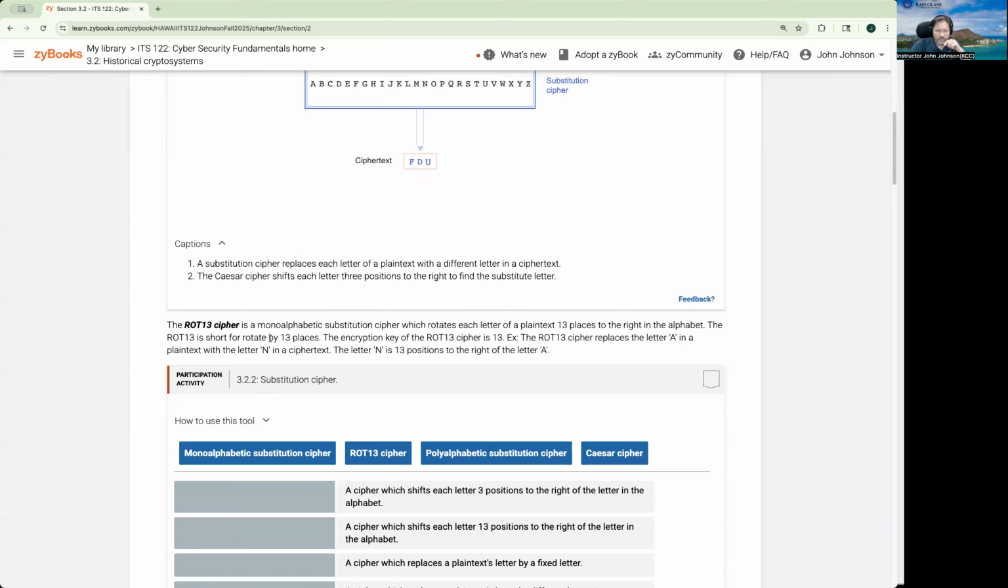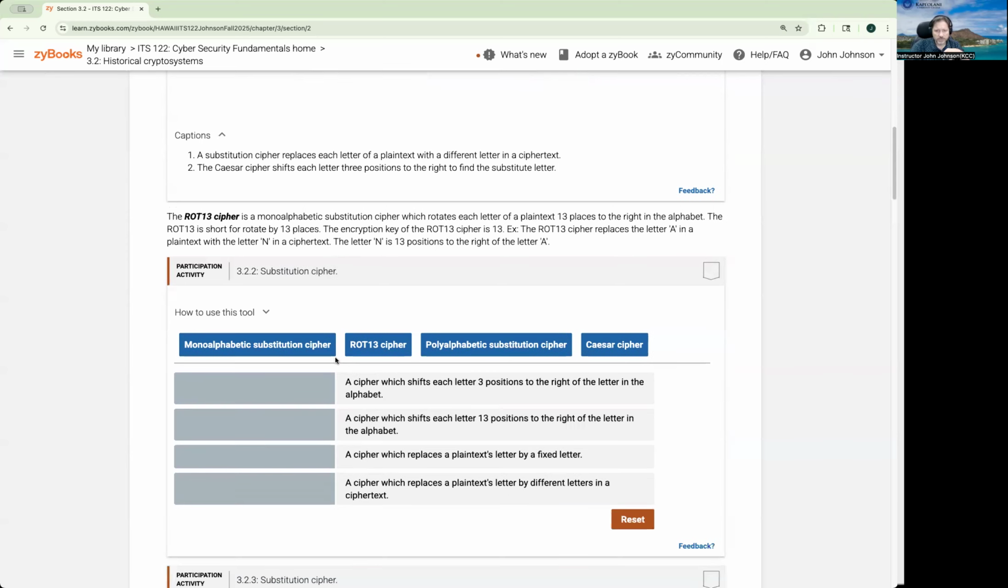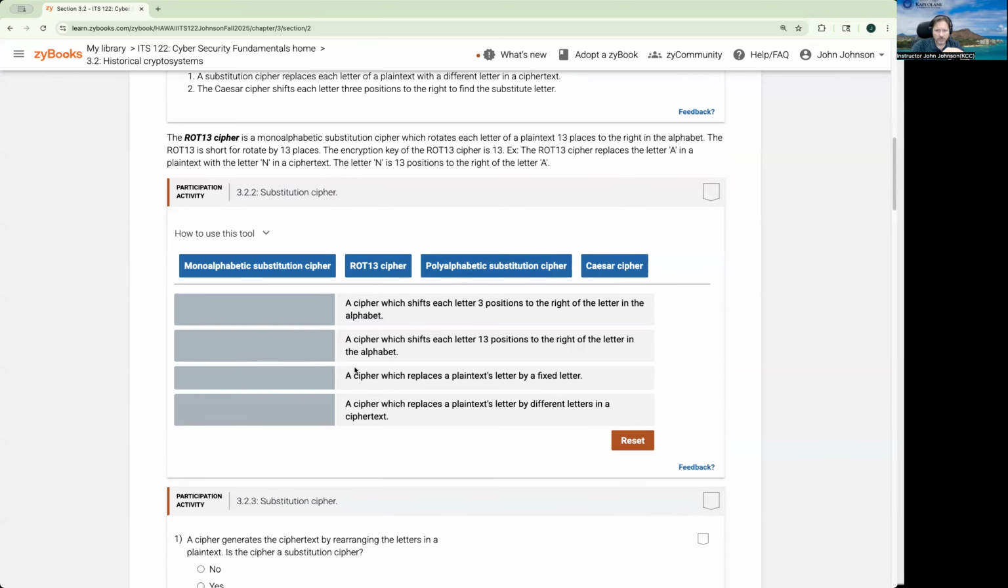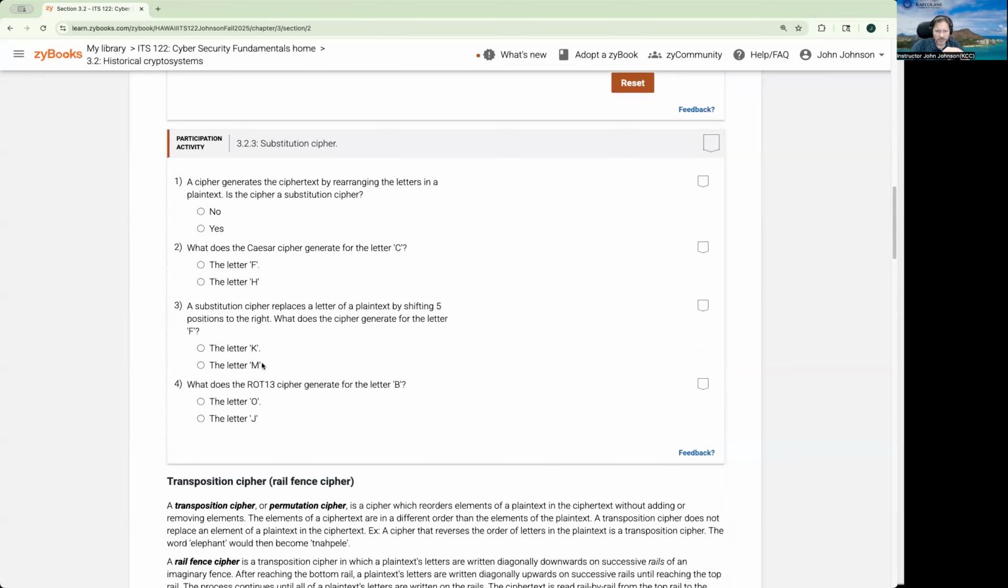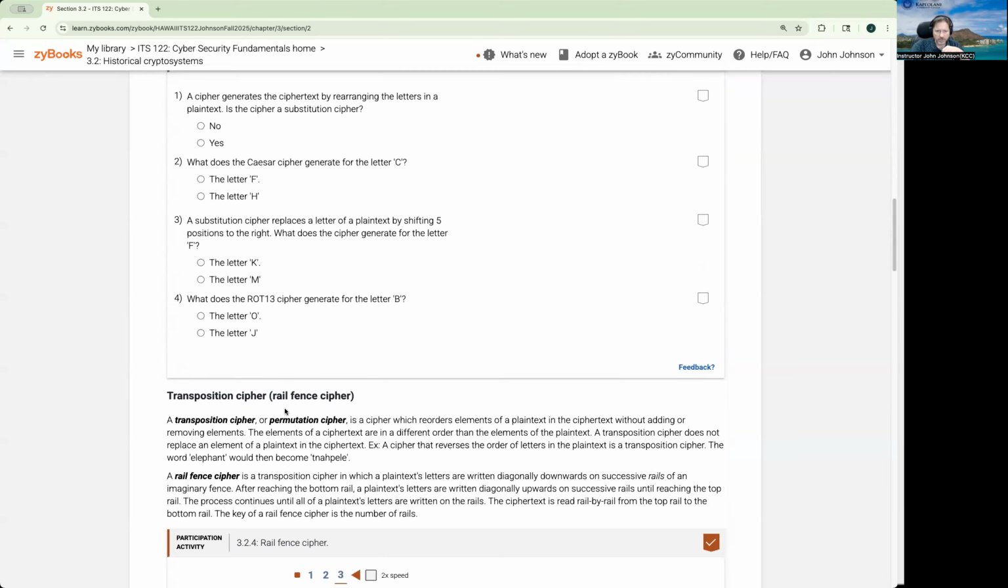Then you've got ROT13. ROT13 stands for rotate 13. That's one where you're going to do a rotation of 13 instead of 3, like in the Caesar cipher. So in this, A is going to correspond with the N in the ciphertext. Again, ciphertext is the text that you come up with. Ciphertext is the hidden message itself. Then you go in here, you do some exercises and answer some of these to figure out if you're working it right. Then we get into transpositional ciphers.